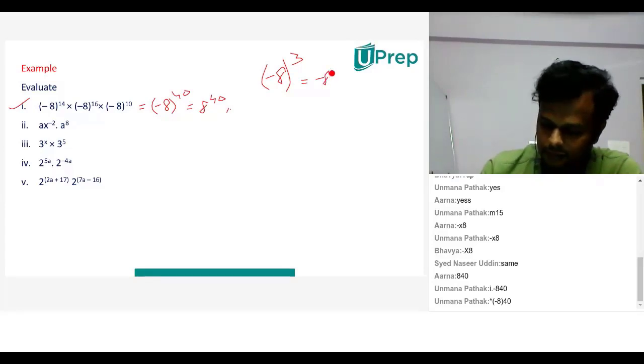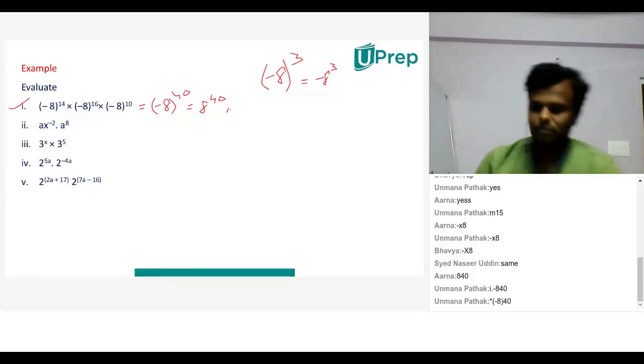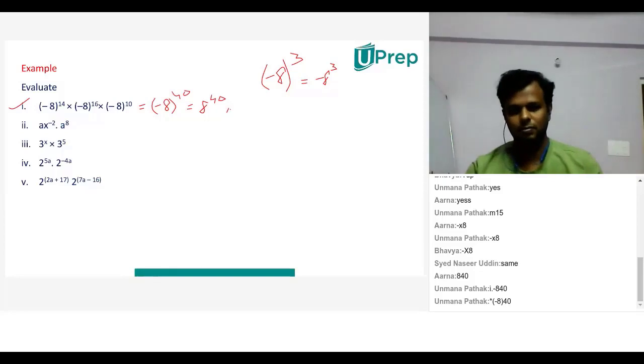Sir, what I mean was, what if the base was positive, for example, like here minus 8 to the power of 15, right? What if it is positive, like 8 to the power of 15?